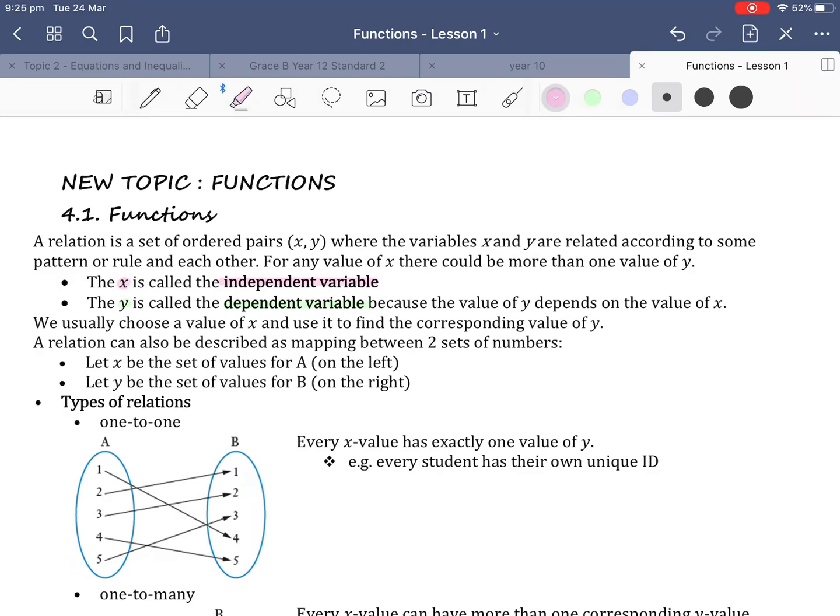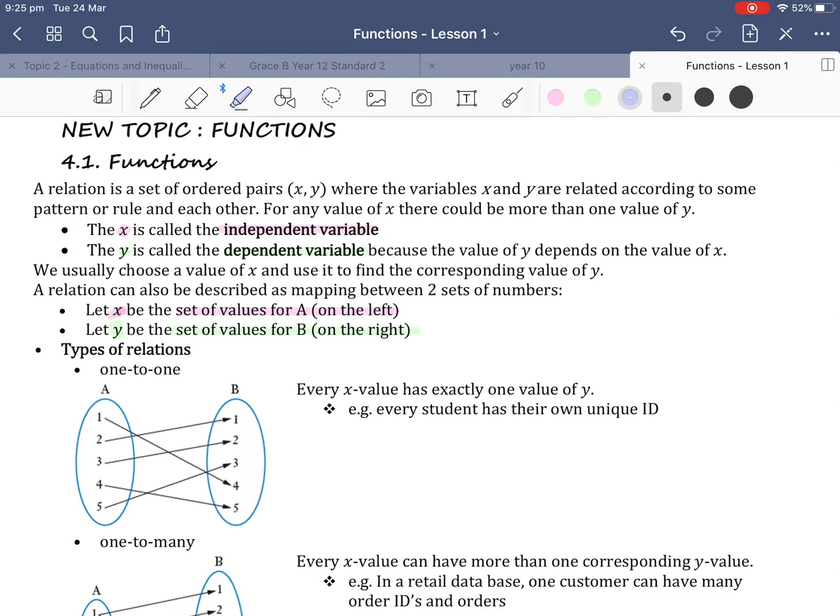And a relation can also be described as mapping between two sets of numbers. So we let the x be the set of values for A, which is on the left, and we let y be the set of values for B on the right. Now we're going to look at the types of relations.